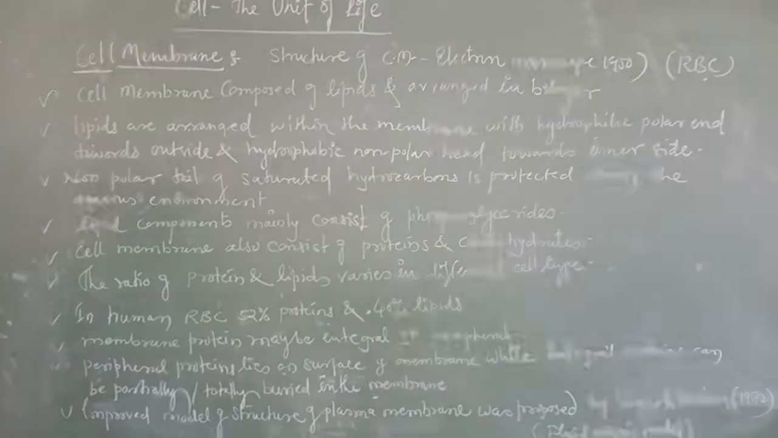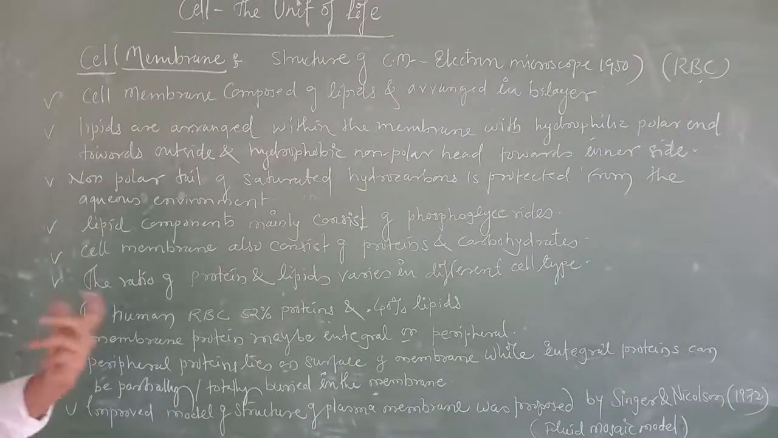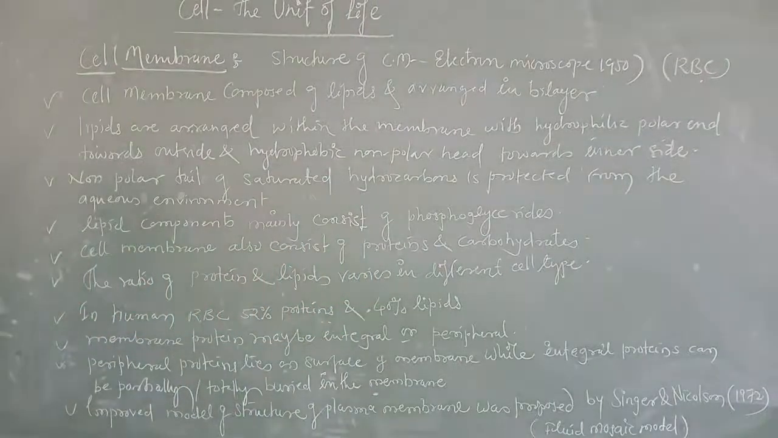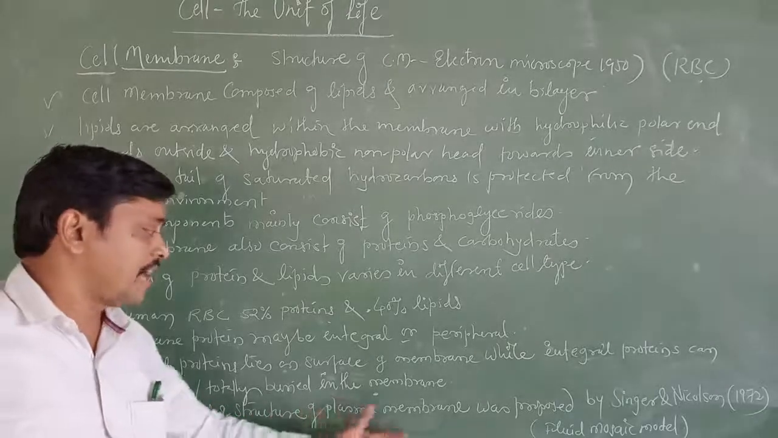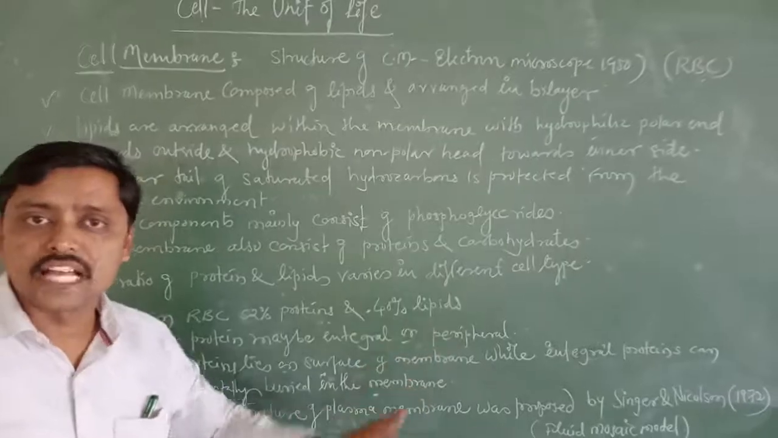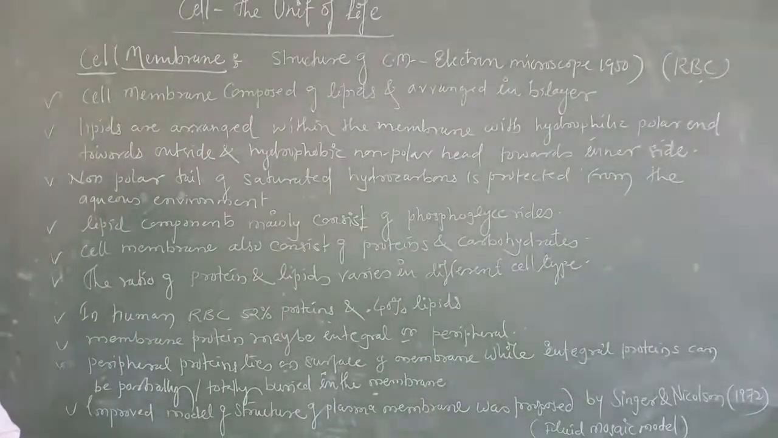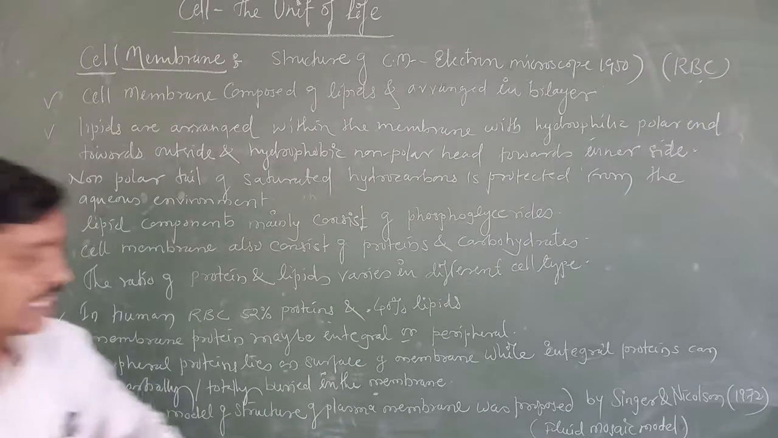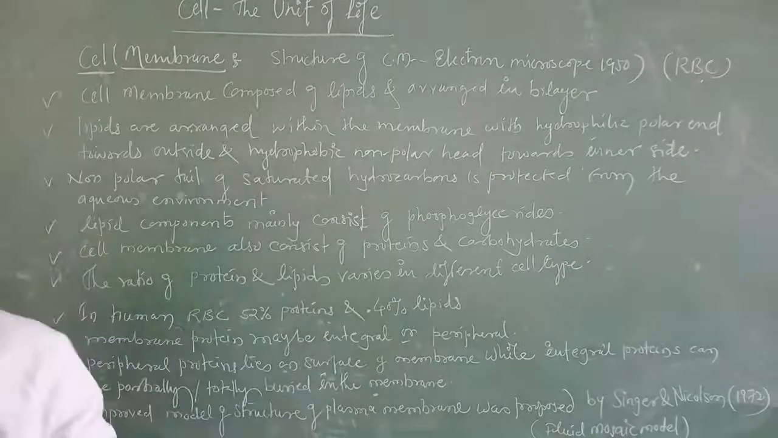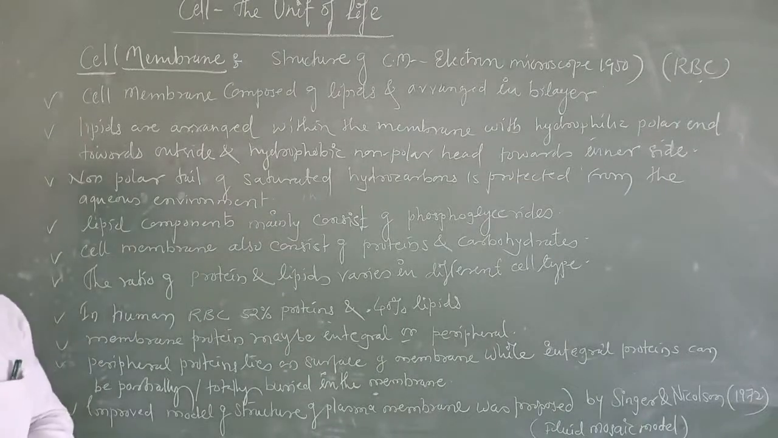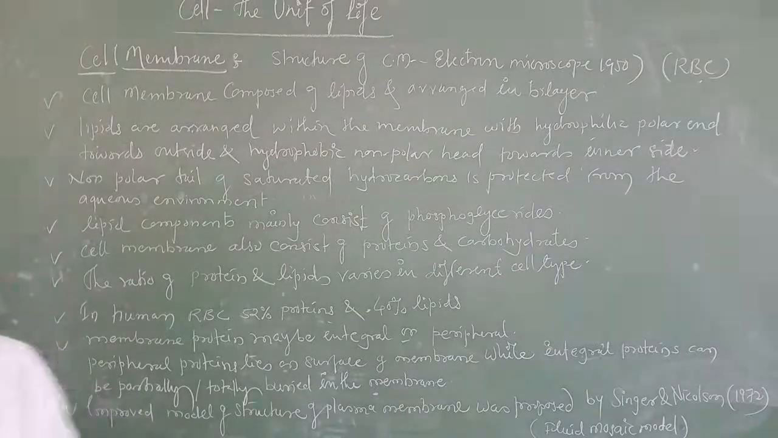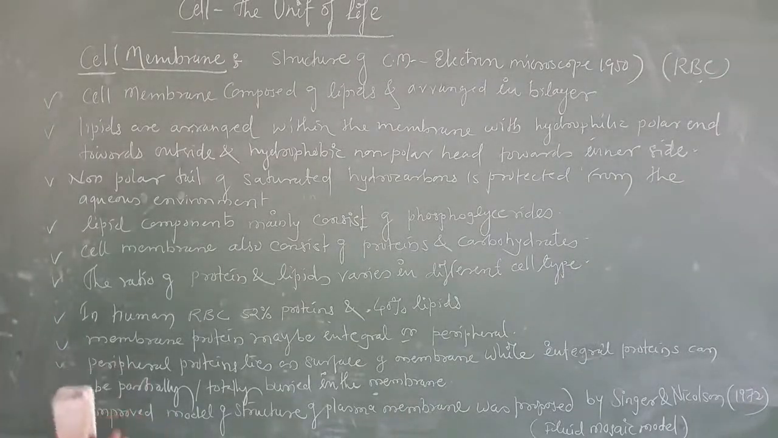And after this, there were two scientists named Singer and Nicholson. These two scientists improved the model of the structure of the plasma membrane, and they gave the name of the improved model, that is the fluid mosaic model, in 1972. So these are the basic points regarding the cell membrane.